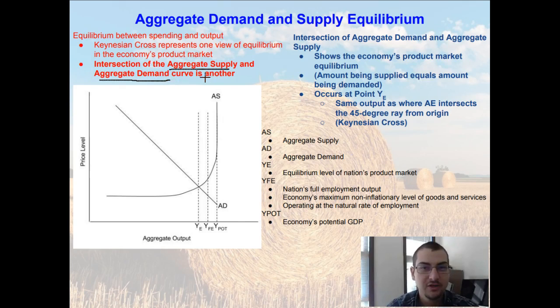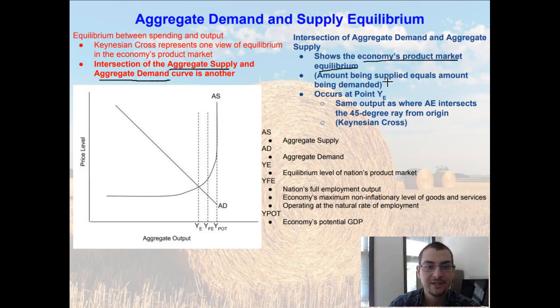So in the last video, we were talking about that and drawing that aggregate demand curve to show us how prices change, and what businesses are going to do to the aggregate output. So the intersection of the aggregate demand and aggregate supply will show the economy's product market equilibrium.